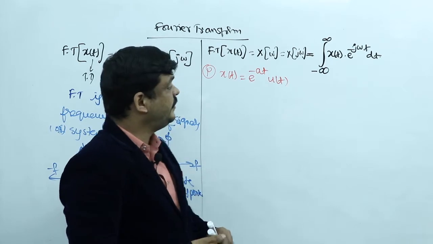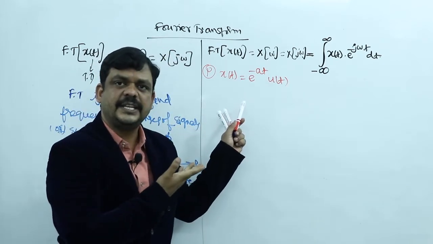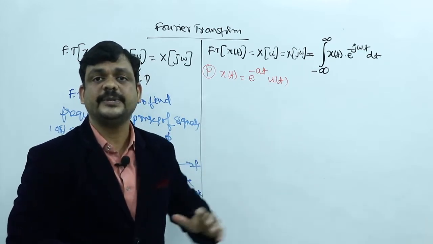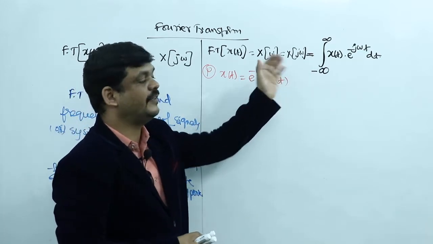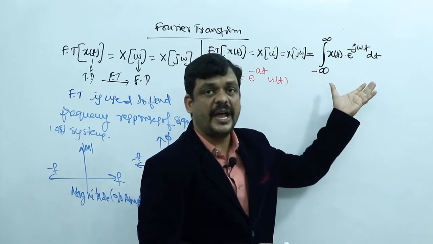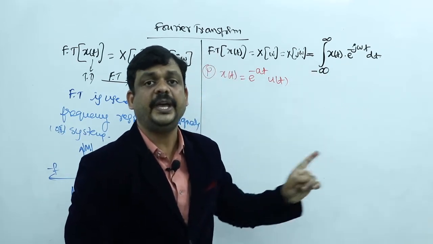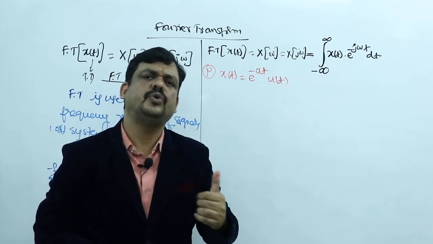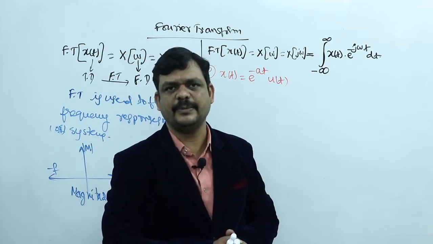So for that purpose, first of all we have to find out whether the signal is energy signal or not. If it is energy, then only Fourier transform is applicable. So don't apply directly this equation. This equation is valid if x of t function should be energy signal or it should be stable function. So how to find out whether it is energy or stable function?